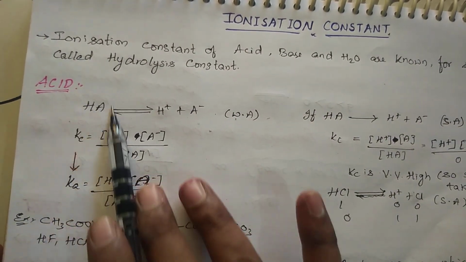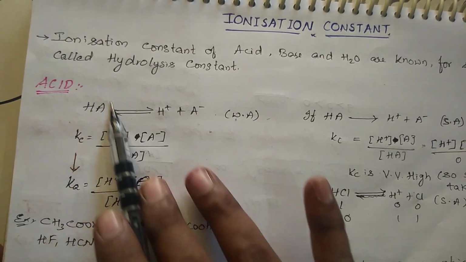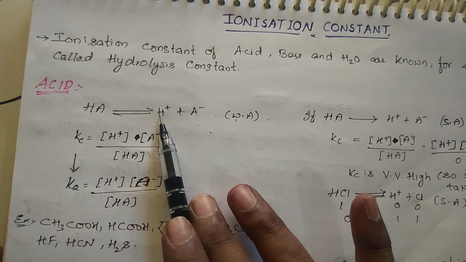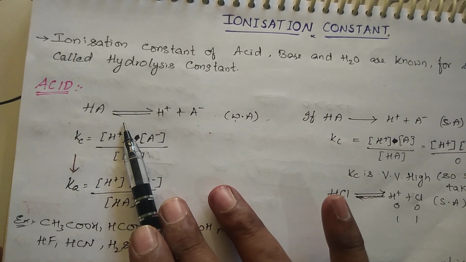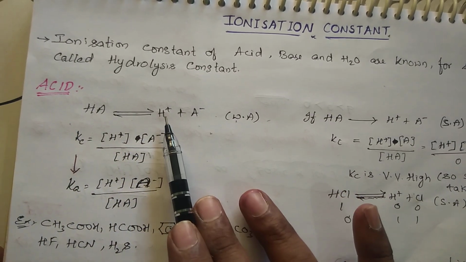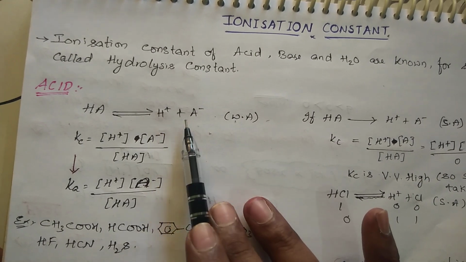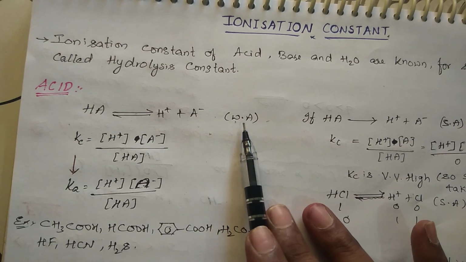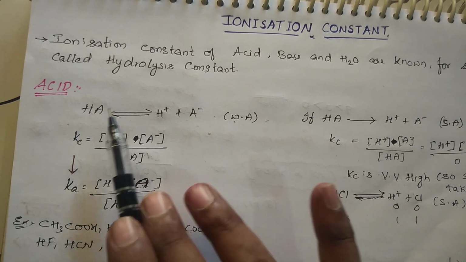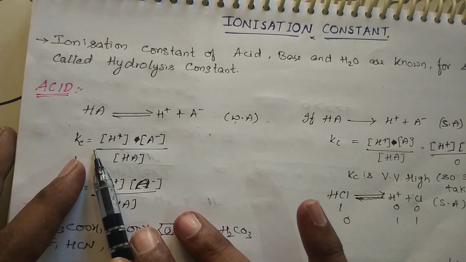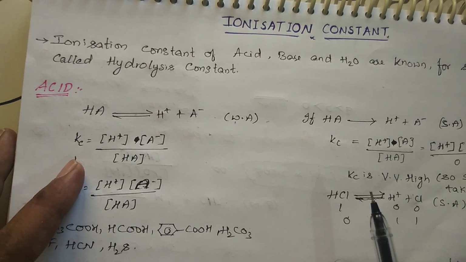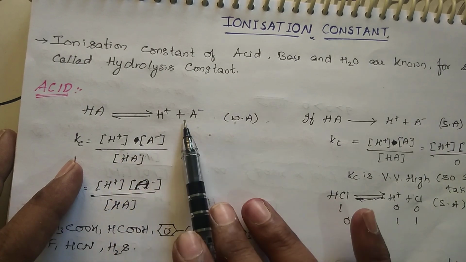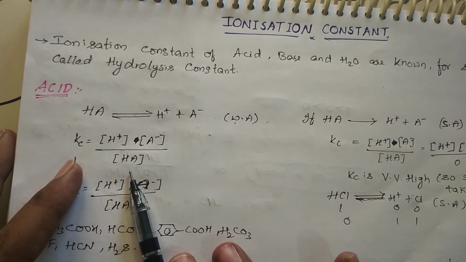I am indicating an acid with a general notation. This is called the general notation of an acid, HA. Whenever it gets dissociated and it is in equilibrium with the reactant, it dissociates as H plus and A minus. So it is in equilibrium, which indicates that it is a weak acid. If you write the equilibrium constant, we will be seeing this equilibrium constant in terms of chemical equilibrium: products concentration by reactants concentration.